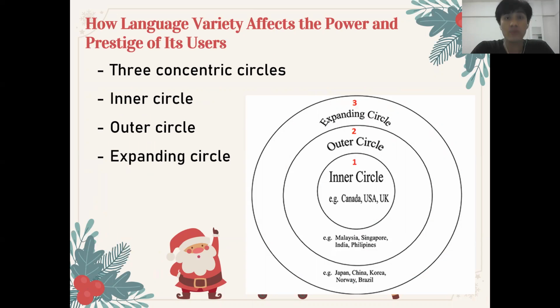Then we're moving to how language variety affects the power and prestige of its users. The researcher introduced three concentric circles, which consist of the inner circle, outer circle, and expanding circle. The inner circle means the countries that use English as a primary or native language, for example, Canada, USA, and United Kingdom. The outer circle means they use English in their normal life or in formal terms in education, civil service, and government. For example, Ghana, India, Nigeria, Philippines, and Singapore. And the last one, the expanding circle, where English is taught as a second language for international communication purposes. For example, Japan, China, Russia, or Thailand.